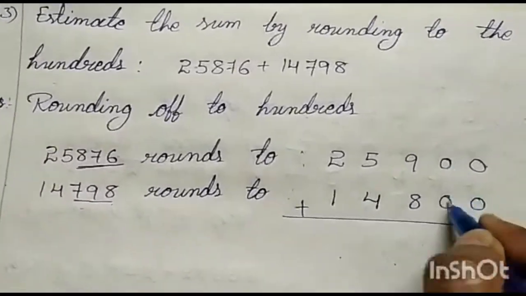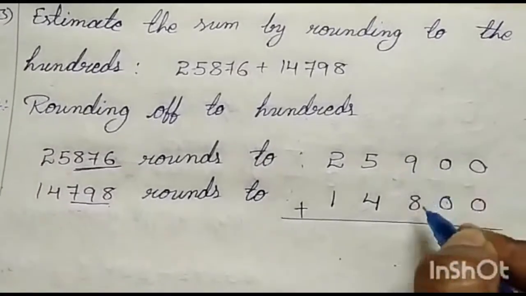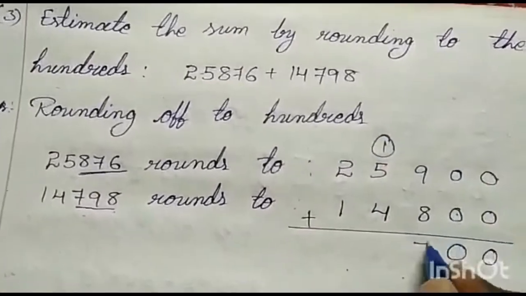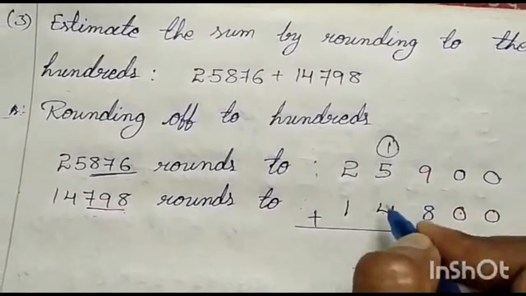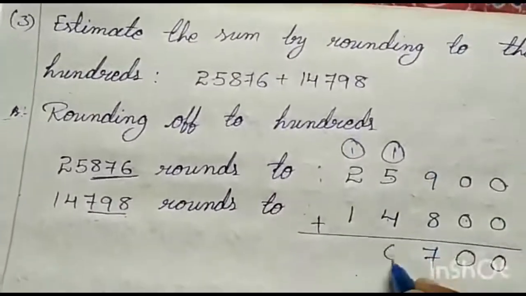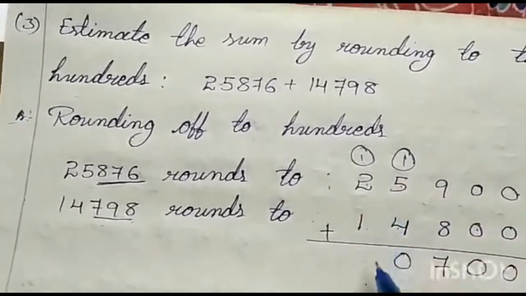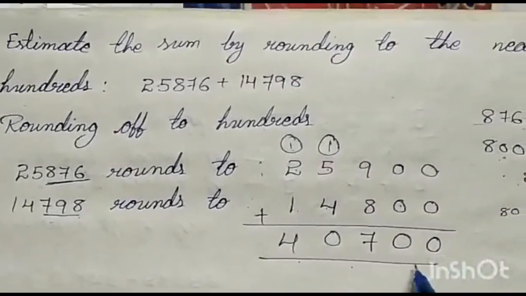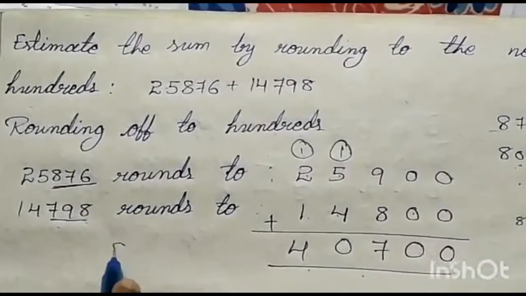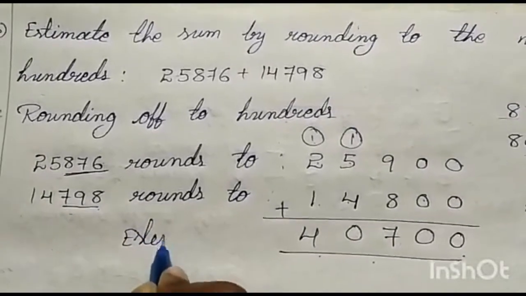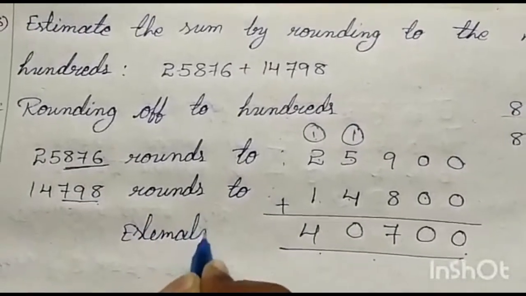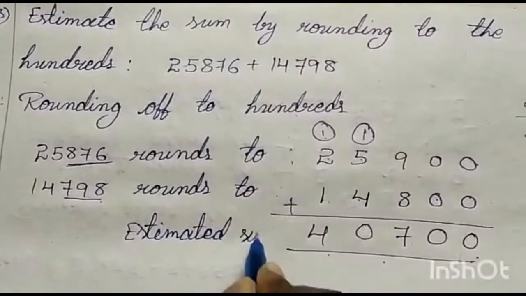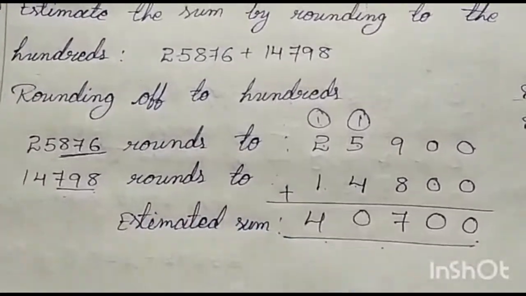0, 0, 0 plus 0, 0, 9 plus 8, 8 plus 8, 16, 16 plus 1, 17, 5 plus 1, 6, 6 plus 4, 10, 1 plus 2, 3, 3 plus 1, 4. This is the estimation sum. It is nearest to the hundreds. This is the estimated sum. It is not the actual sum. Okay children, did you understand everybody?